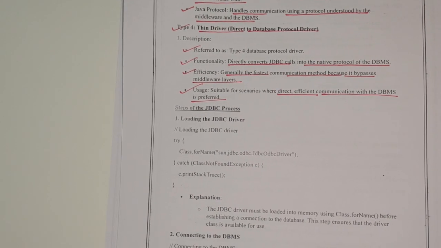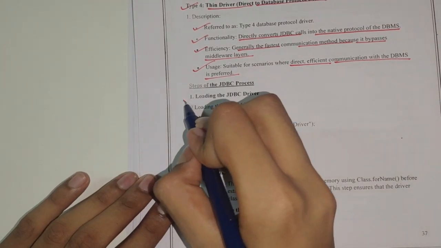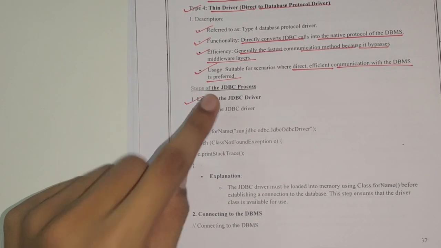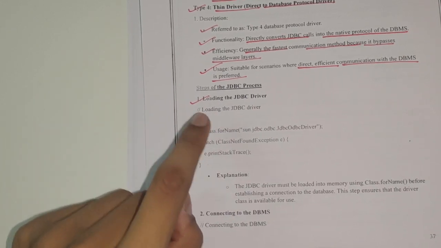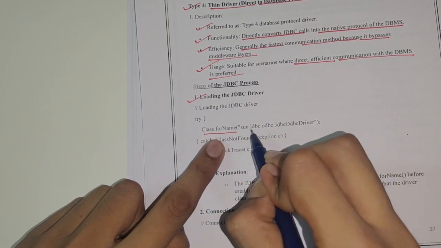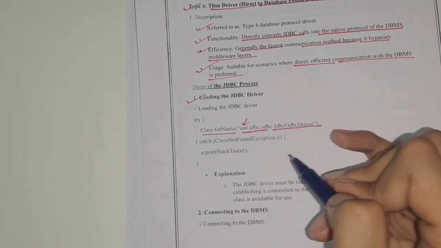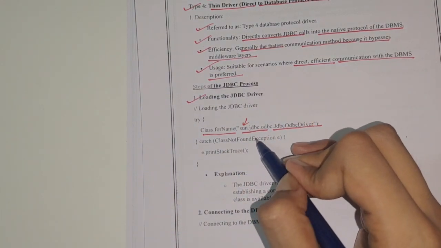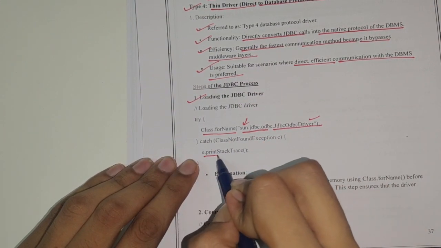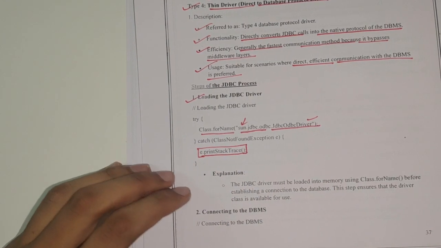Okay, next we have the steps of the JDBC process. What are the steps? First is loading the JDBC driver. Before you start with the connectivity, before we use the API, we first load the driver. What is the code for that? To load the JDBC driver, we use a try block. Class.forName is mainly used for loading the driver: sun.jdbc.odbc.JdbcOdbcDriver. This Sun is the Sun company from where this API has been taken. If this particular JDBC driver is not found, e.printStackTrace handles the exception that is thrown, meaning the driver is not available currently.